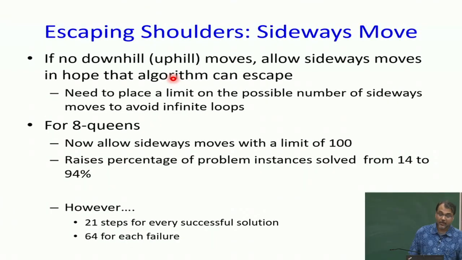And for 8 queens, the question is, how many sideways moves do we allow? Do we allow infinite sideways moves, or do we allow a little bit of sideways move? So let's say we place a limit on the number of possible sideways moves to avoid infinite loops. Let's say we impose a limit of 100 on 8 queens. Now remember, without sideways moves, 8 queens succeeded 14% of the time. With sideways moves, 8 queens succeeds 94% of the time. With just this one small change, greater than to greater than or equal to, with a maximum limit of 100, we have converted our problem, which was 14% successful, to 94% successful.